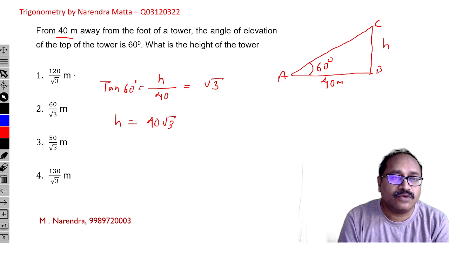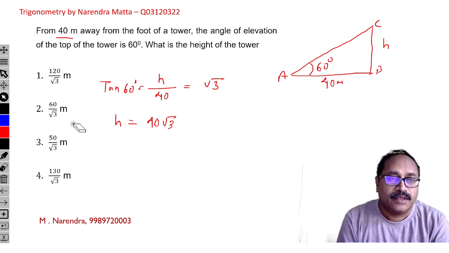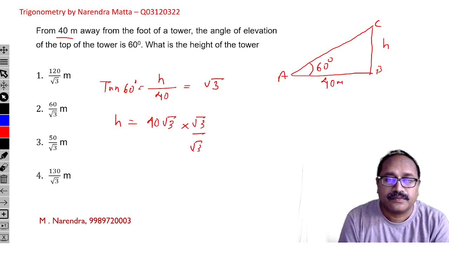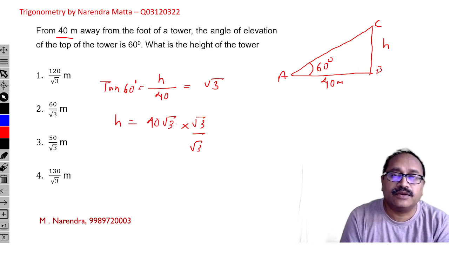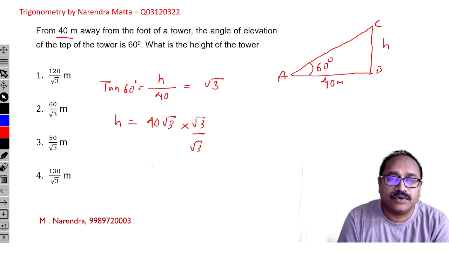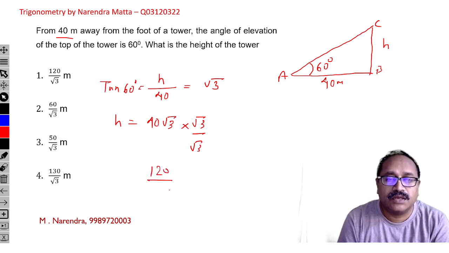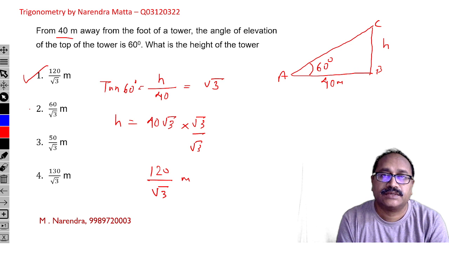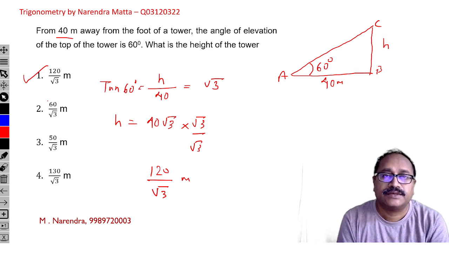But when I look at the option choices, I don't have 40 root 3. Then I will multiply this by root 3 by root 3. You notice that root 3 into root 3 is 3. 3 into 40 is 120. So it is 120 root 3 meters. Do we have 120 root 3 meters? Yes. This is the answer.